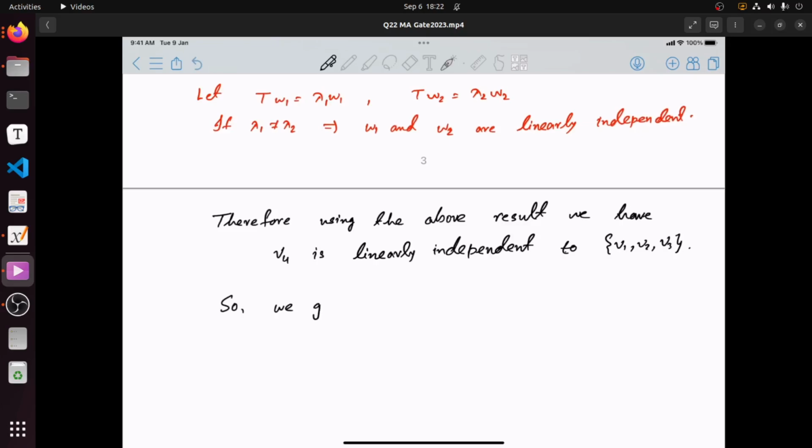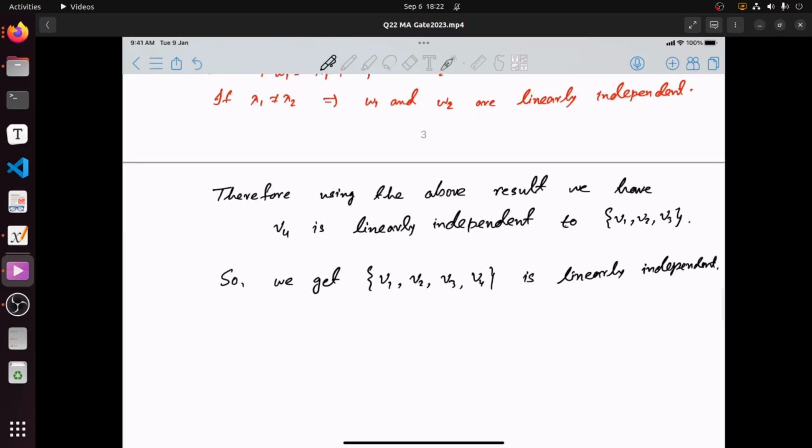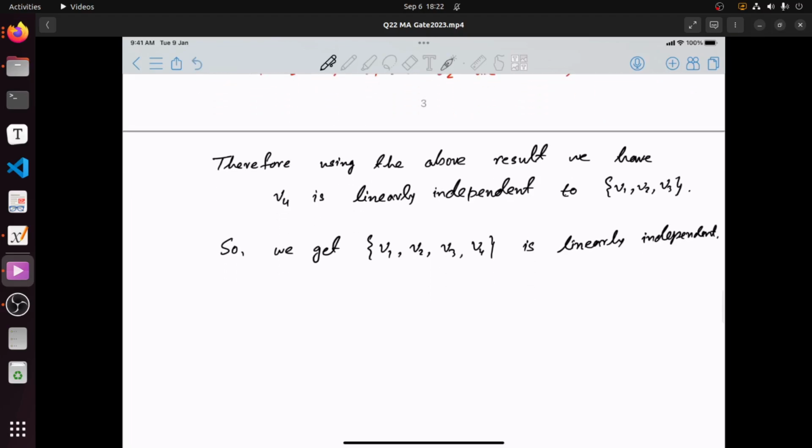Therefore we have got 4 linearly independent vectors. So we get V1, V2, V3, V4. This set is linearly independent. And note also that all 4 are eigenvectors of T. Note also that these 4 vectors are eigenvectors of T.